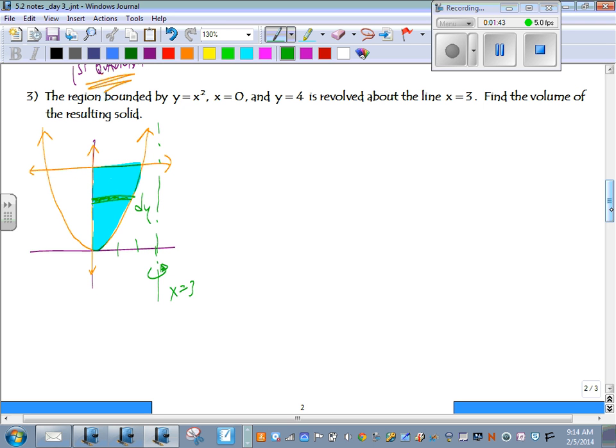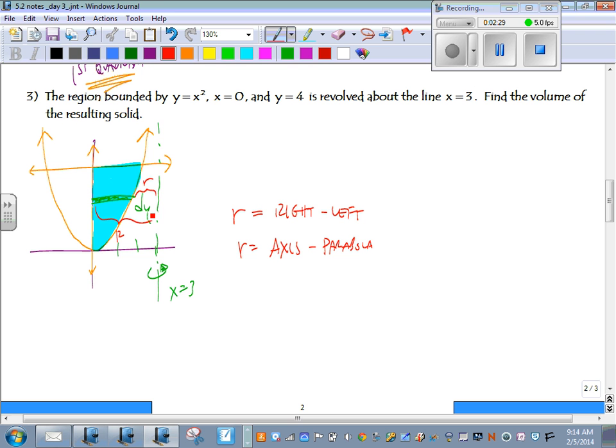So if we look at this, our little radius goes from the axis of revolution to the closest function. Big radius, axis of revolution to the furthest function. So our little radius, now we're doing this horizontally. Right? Horizontal distance, we have to do right minus left. So for our little radius, what's on the right side? The axis of revolution or the parabola? Axis of revolution, right? So we're doing the axis of revolution minus the parabola.